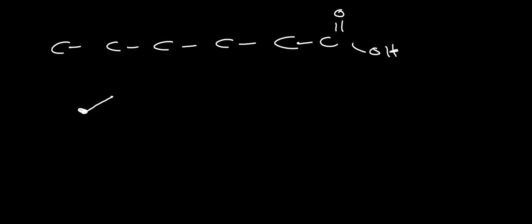So one carbon, that's here. Then this one is there. Then how many? 1, 2, 3, 4, 5, 6. Then I show my double bond there. Then I show my oxygen there.